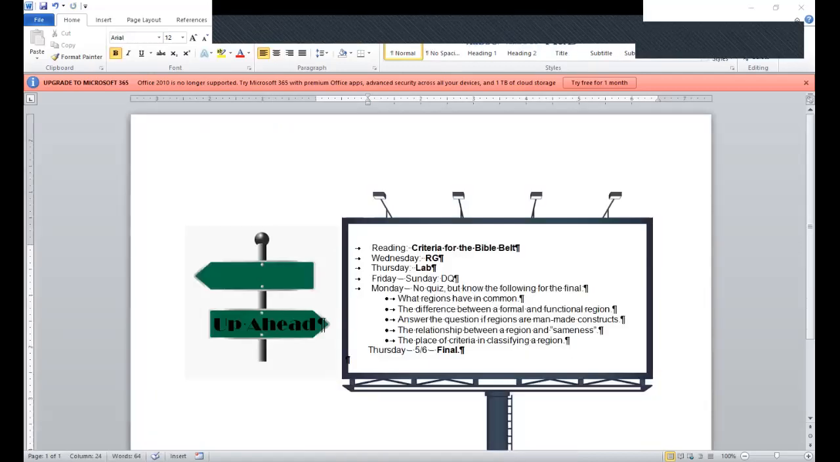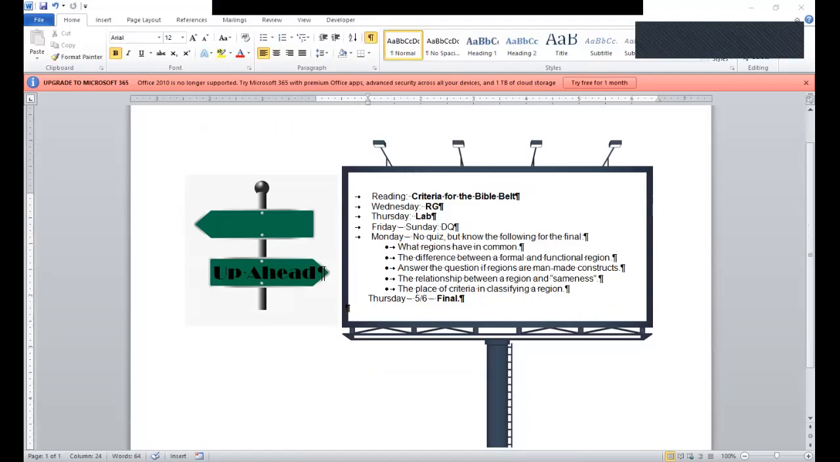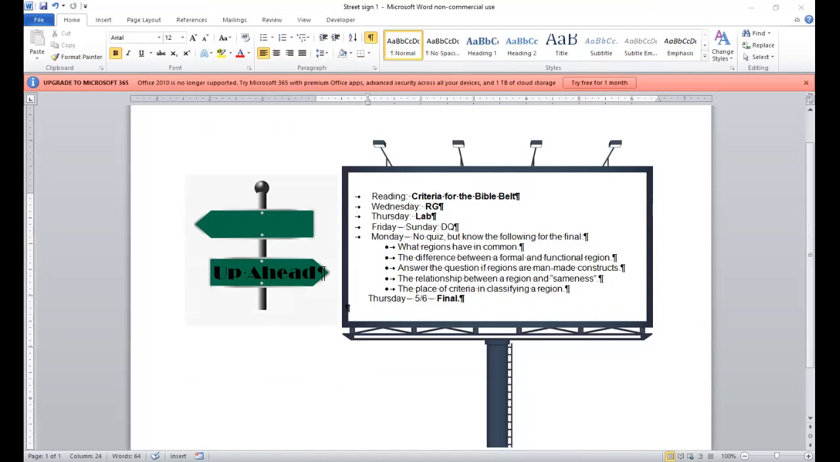As you know, you've got a reading. It's a short one. It's criteria for the Bible Belt. Okay, criteria for the Bible Belt. So just adding another layer in your knowledge bank of what's entailed in dubbing regions, right? It's all about criteria. Wednesday, I'm going to give you guys a reading guide.